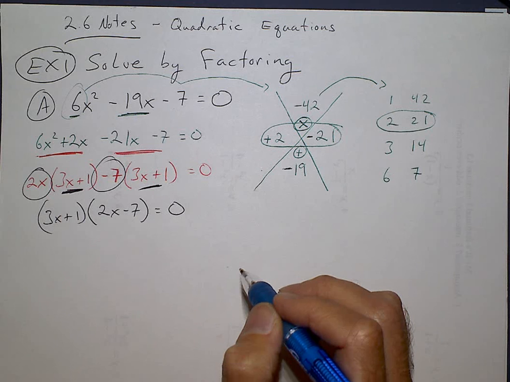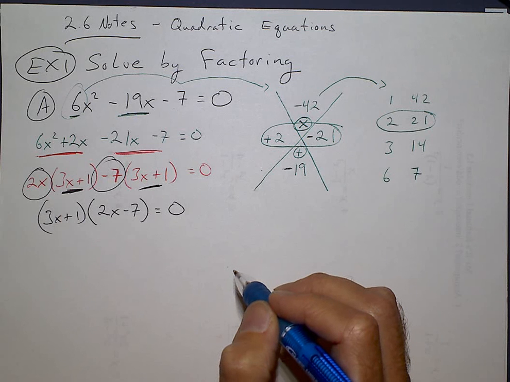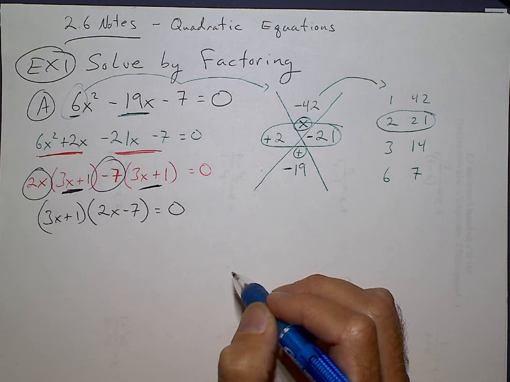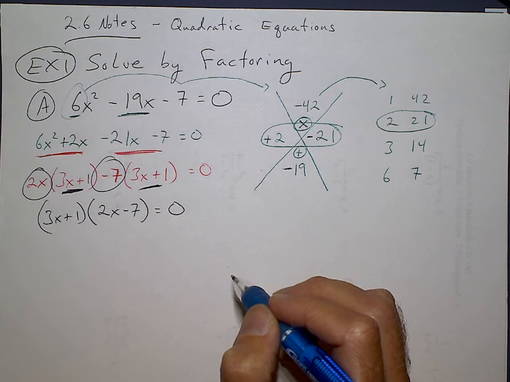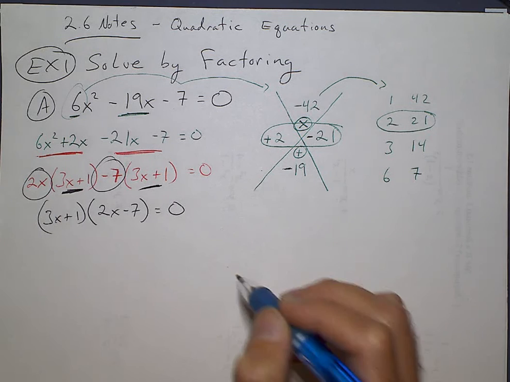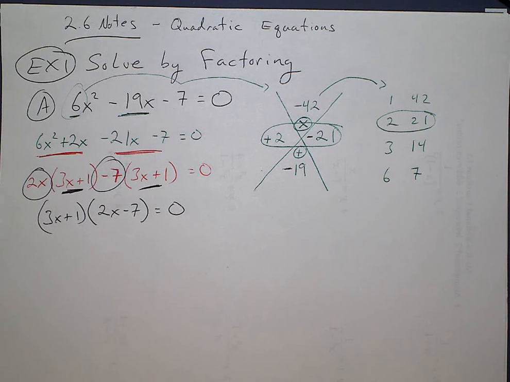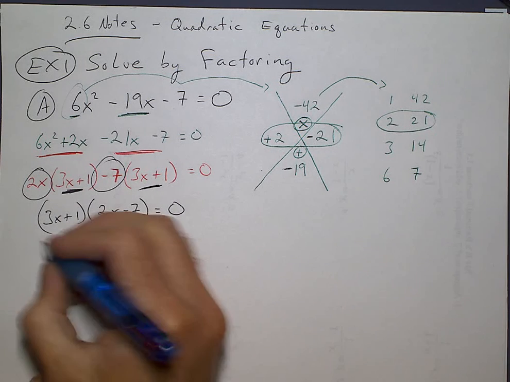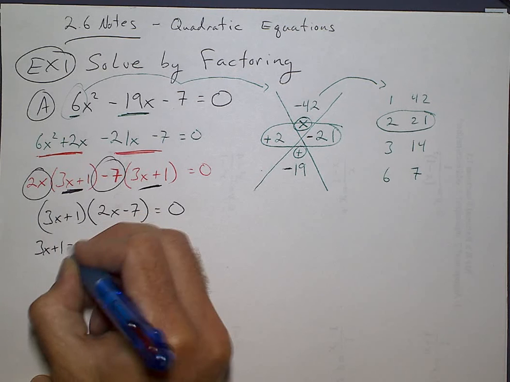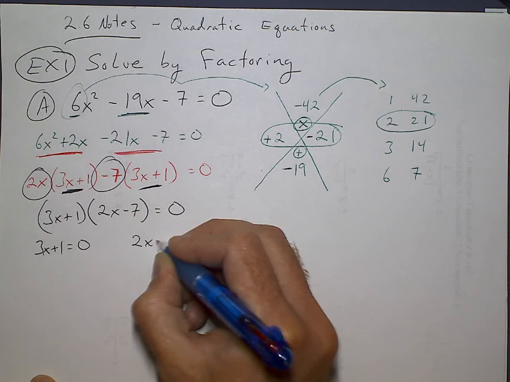And you guys all know, is 7 times 8 equal to 0? Is 5 times 80 equal to 0? Is 4,227,000 times 258 equal to 0? No, because we know that whenever two things multiply to equal 0, one of them has to equal 0. So that means that 3x plus 1 has to equal 0, or 2x minus 7 has to equal 0.